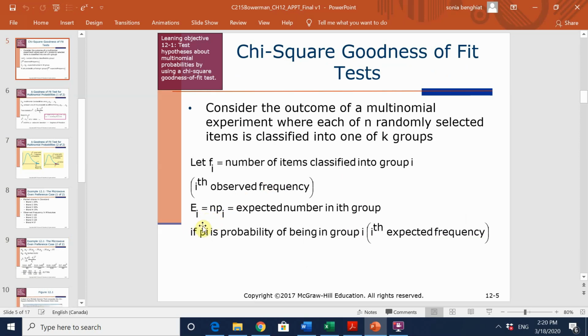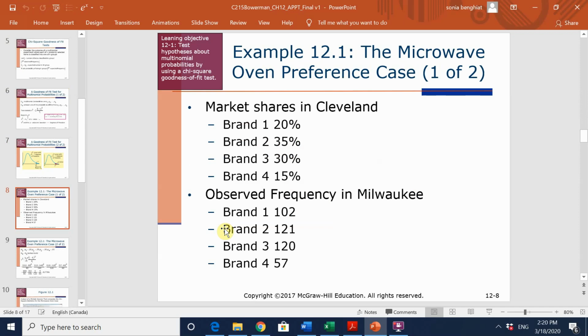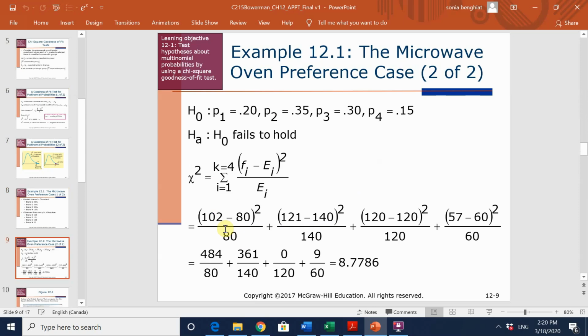So for E1, I would get here 400, that is my sample size, times P1. P1 here, I think we said was 0.20, right? So 400 times 0.20 gives me 80. Here we are. And so for E2, I would do the same thing. I would determine E2 to be equal to 400 times 0.35, and that would be equal to 140.